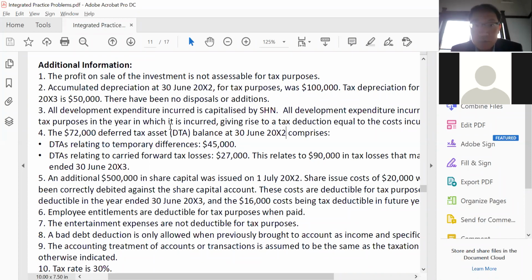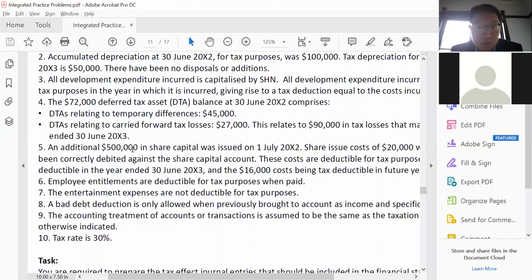Now, we're also told that the DTA balance, as at the end of the prior year, is related to two components. The first being 45,000, which is related to temporary differences, and 27,000, which relates to the conversion of carry forward tax losses. Okay, so 45,000 and 27,000 together gives us the 72,000 for deferred tax assets.